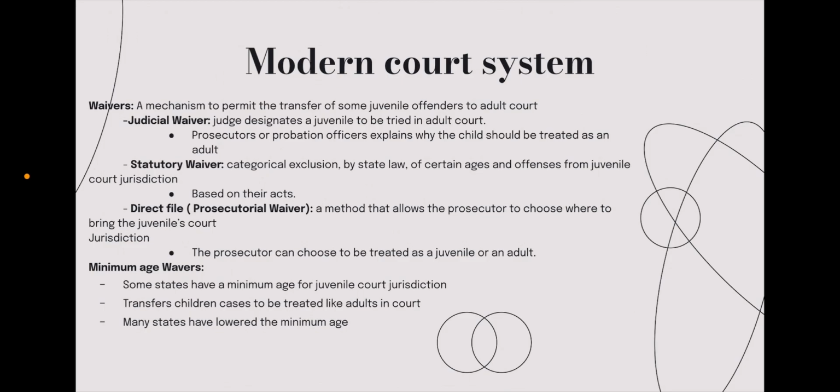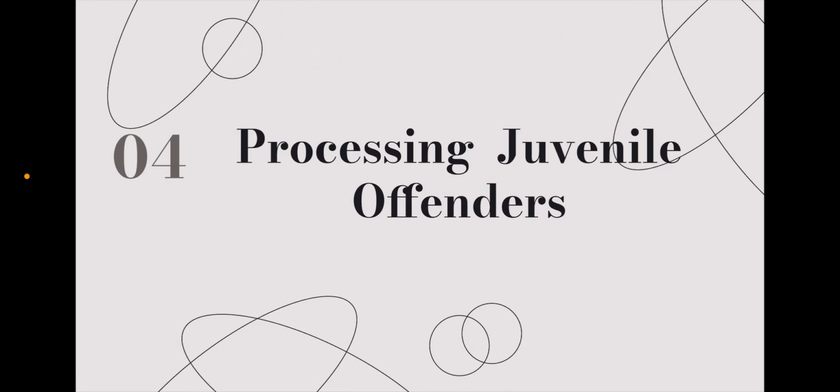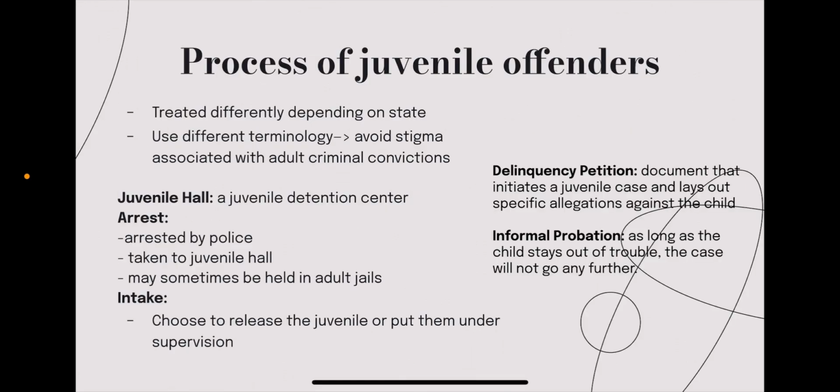The process of juvenile offenders can be slightly similar compared to an adult case. However, they tend to use different terminology to avoid stigma associated with adult convictions. Each state has different regulations and different rules. The process of a juvenile offender is treated based on the rules of the state. When a case of a child falls under a police officer, they sometimes take the child to juvenile hall. They can also be taken to jail under certain circumstances.